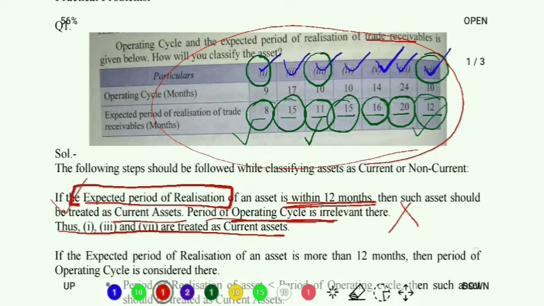Now, there are still some assets which we could not decide whether they are current assets or non-current assets, right? So for such assets, we have to follow step number 2. What is step number 2? Let's have a look, let's understand, and then we'll come back to the sum to apply that knowledge.